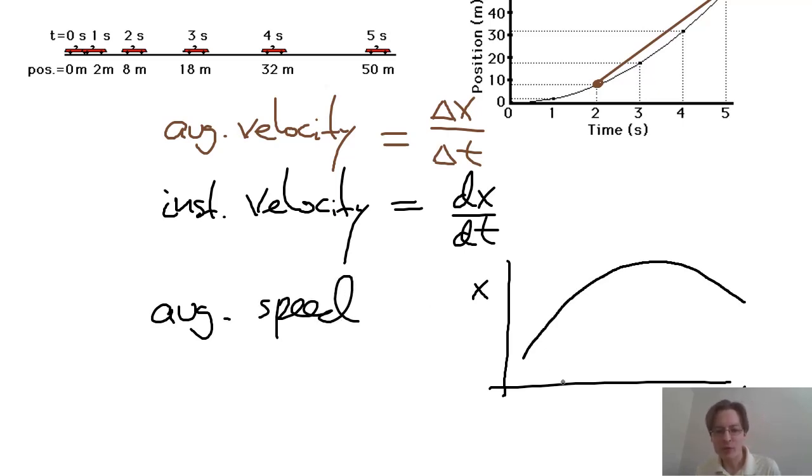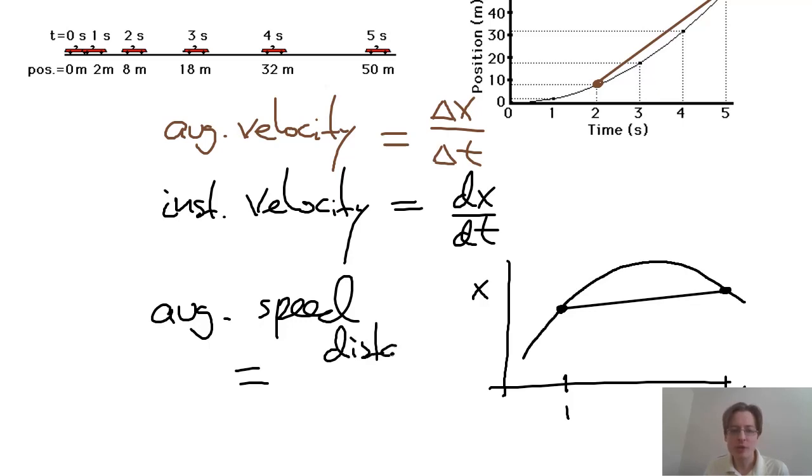Suppose I want to know the average speed from, say, 1 second to 5 seconds. You cannot just take average velocity and take the absolute value. Okay? Average velocity is the slope between the 2 points, like that. That would give me the average velocity. That's not what I want. I want the average speed. In order to do average speed, you have to take the total distance that it covered and divide that by the time interval.